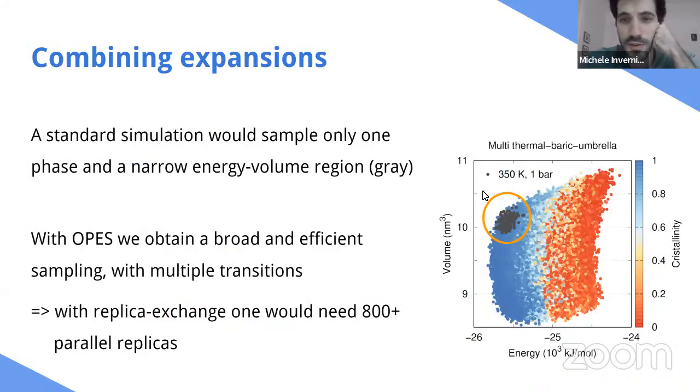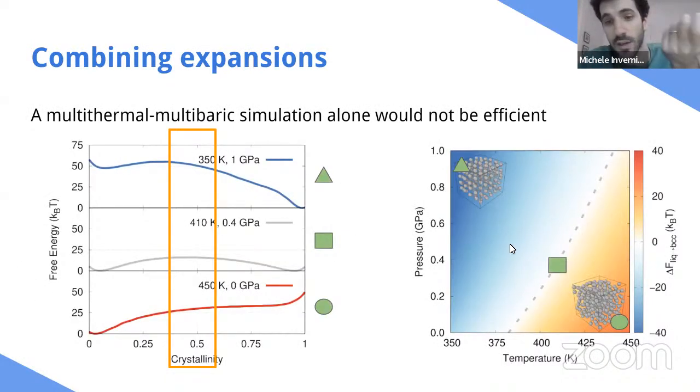The effect of running such an OPES simulation is that without the OPES bias, you would sample just one temperature and one pressure. And these are the samples in the volume-energy space that you would get. Instead, by adding this bias, you sample the target distribution, which covers a much broader volume and energy range, and you can reweight for any point in this phase diagram at any pressure and temperature.